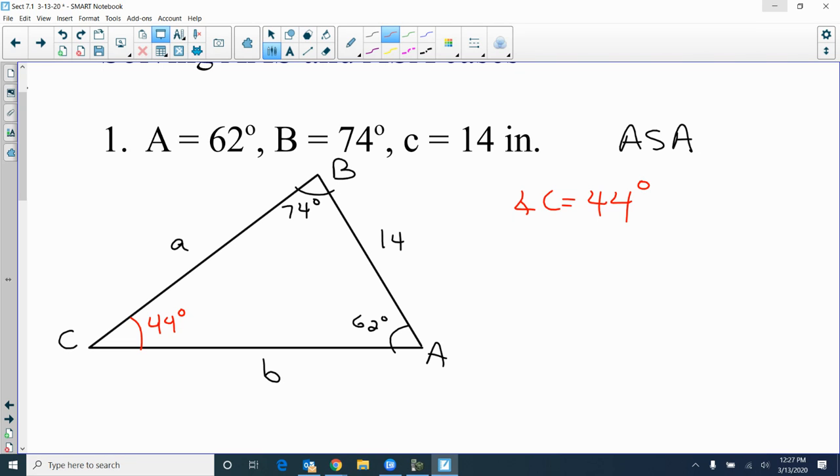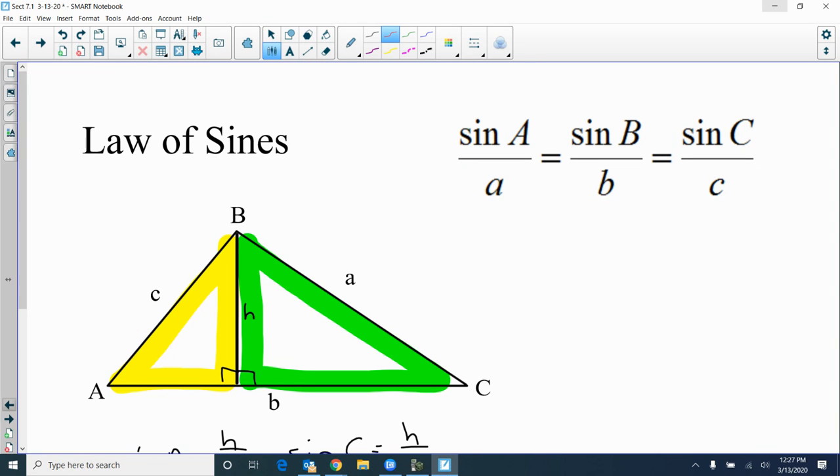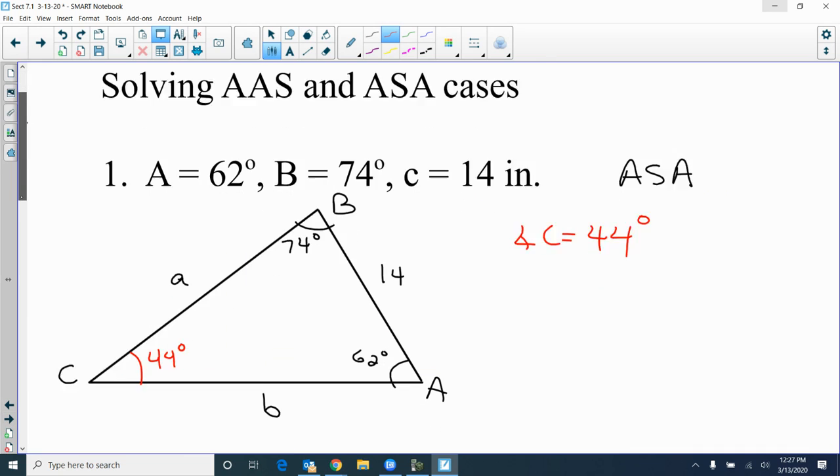All right, let's look at side A. How can I find side A from the information we have? Okay, so we got to set up a proportion using law of sines. Sine of an angle over a side equals the sine of an angle over a side. You need to know 3 of the 4 parts and find the missing one.